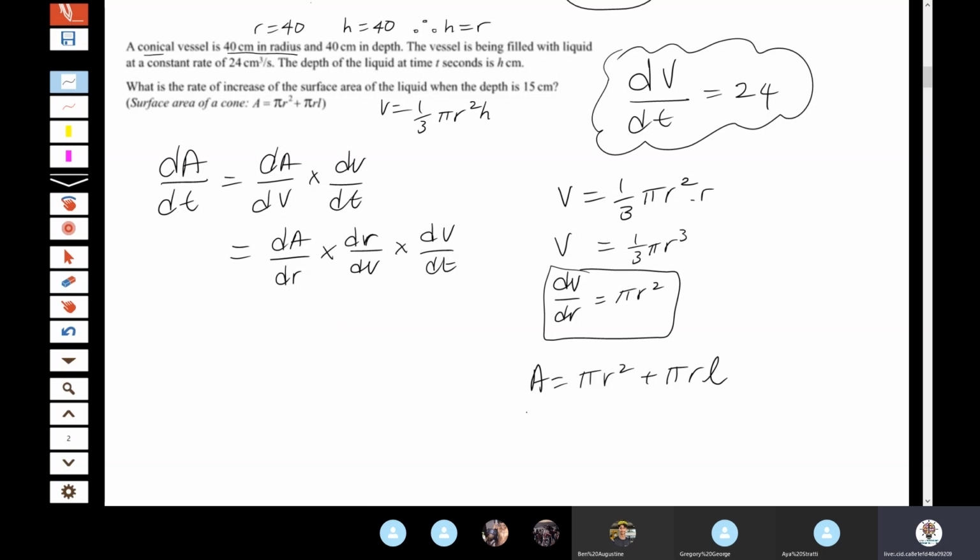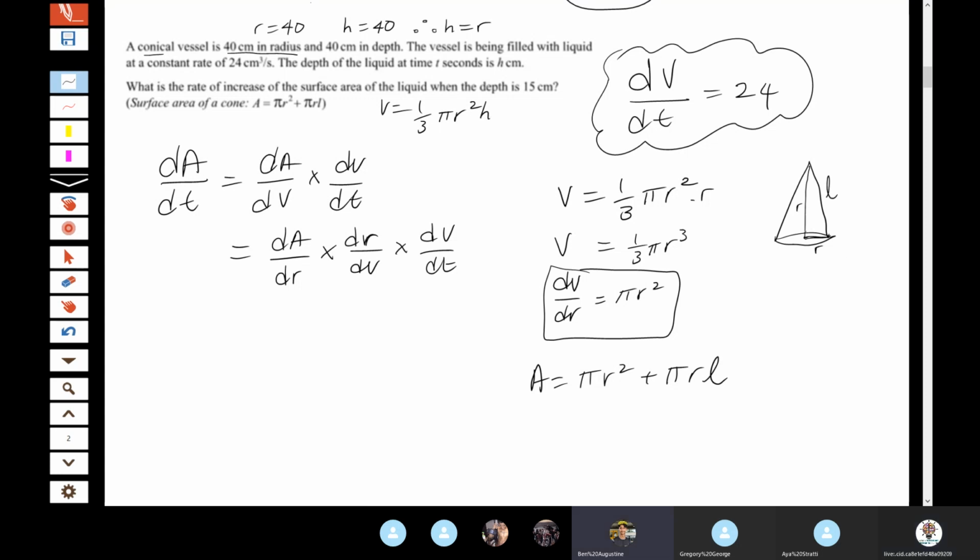What don't I like in this equation? You don't have the L. The L. Okay, what does L stand for? The slant height. Correct. So you've got this and you've got this. How do I find this? Pythagoras.